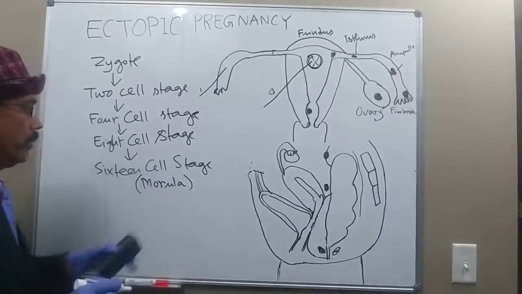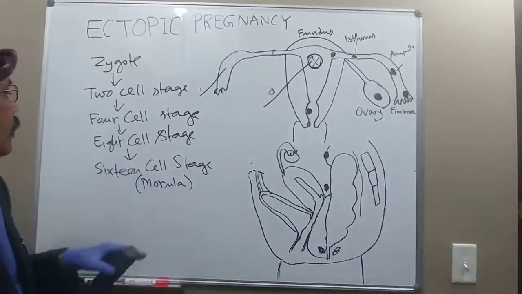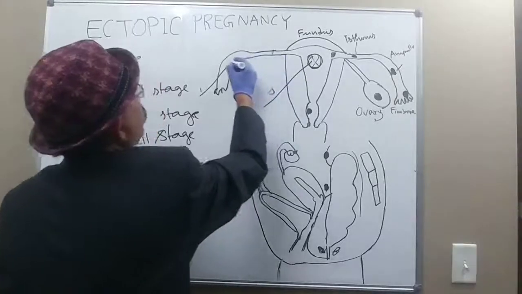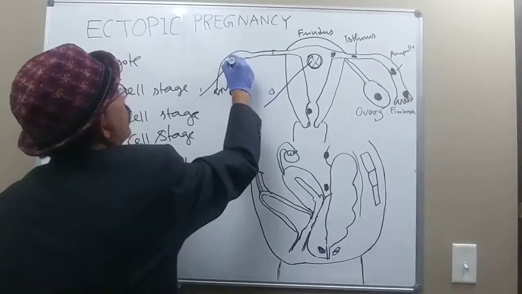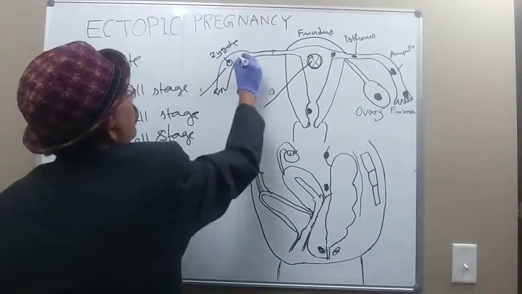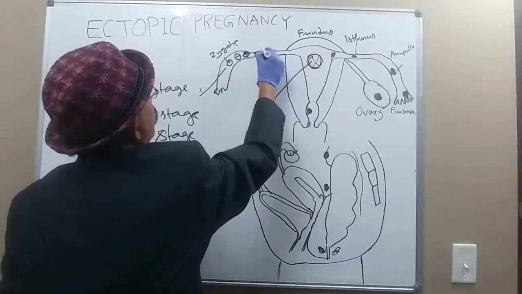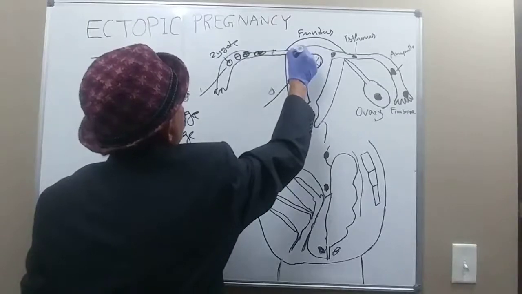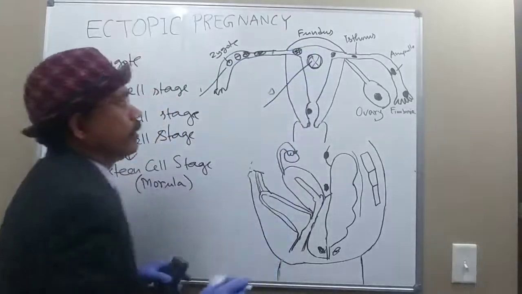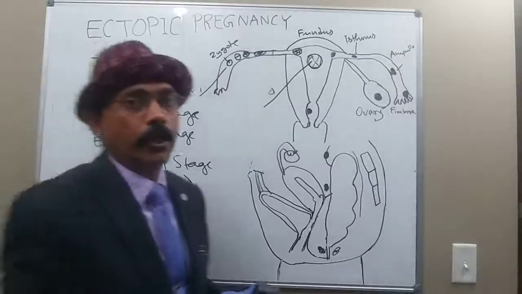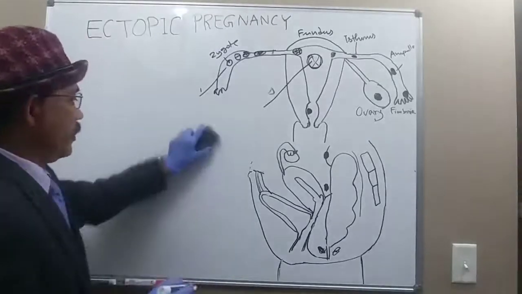It will continue to multiply, but the zona pellucida is still present. On the 5th day, it will be here. So this is the site of fertilization, the ampulla, where the sperm and ovum form the zygote. Then we have the 2 cell stage, the 4 cell stage, then cell division, ultimately the 16 cell stage. Then on the 5th day, we lose the zona pellucida.